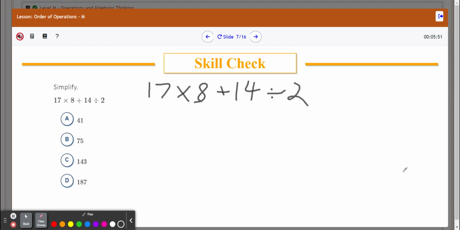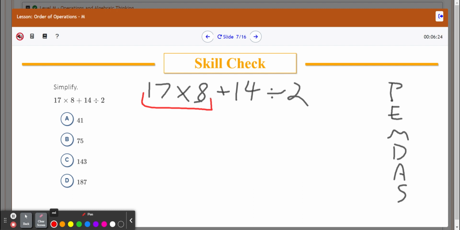All right, let's look at this example. It says simplify 17 times 8 plus 14 divided by 2. Again, going through my PEMDAS chart, there are no parentheses and no exponents, but I do have multiplication, division and addition. So I've got multiplication and division on the same line. Which one do I have to do first? You go left to right because multiplication and division are equal. So my first step is I'm going to do 17 times 8.